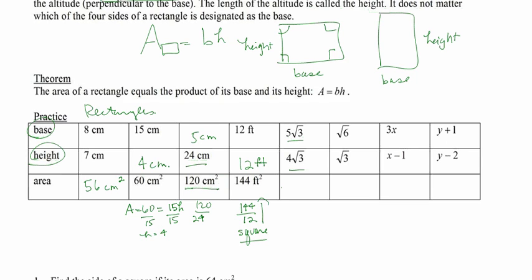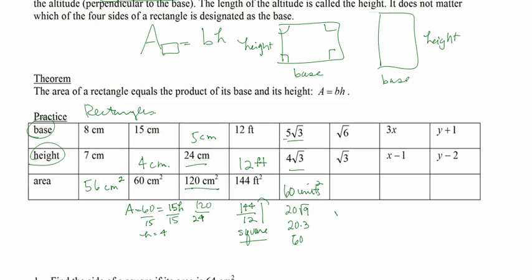I've introduced a radical to it, so got to remember that first you multiply the coefficients in front of the radical, so 5 times 4 is 20, and then root 3 times root 3 is root 9, and then of course root 9 is 3, so 20 times 3 gives us 60. Hopefully you got 60, and that would be units squared.